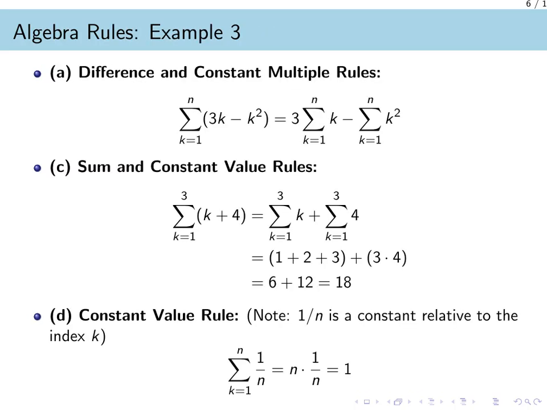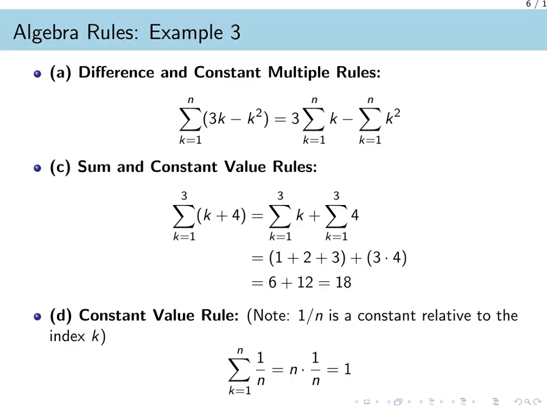Let us make these algebra rules more concrete with a few examples. In the first example, the sum of the quantity 3k minus k squared is split into two sums by the difference rule. Then, the constant multiple rule allows us to pull the factor of 3 out in front of its summations. In the third example, the sum of k plus 4 is separated into the sum of k and the sum of 4.